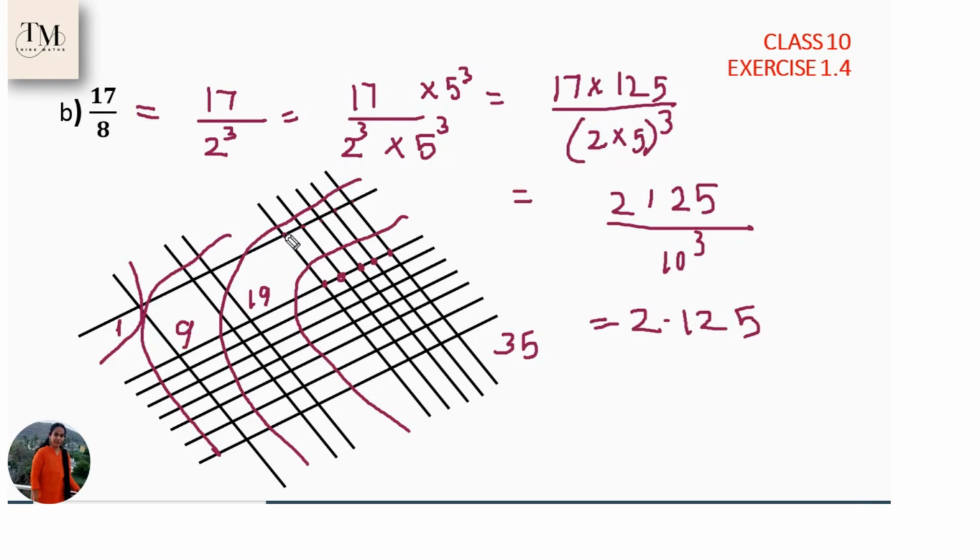So this trick is called the Japanese trick. You can practice and you will find multiplication easier. Okay. So let me go to the next problem.